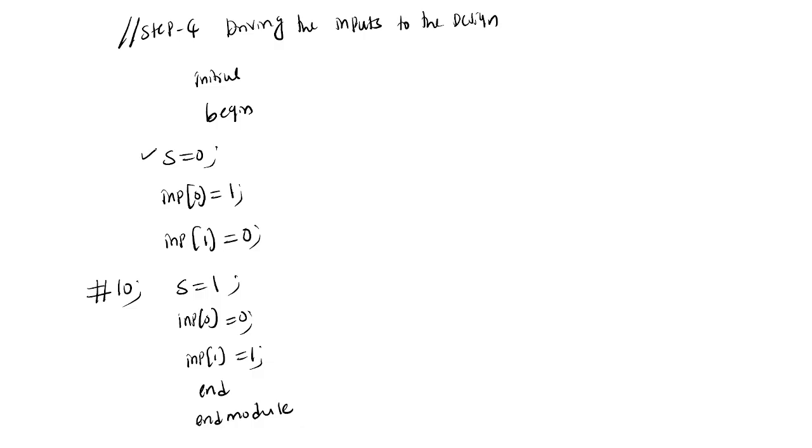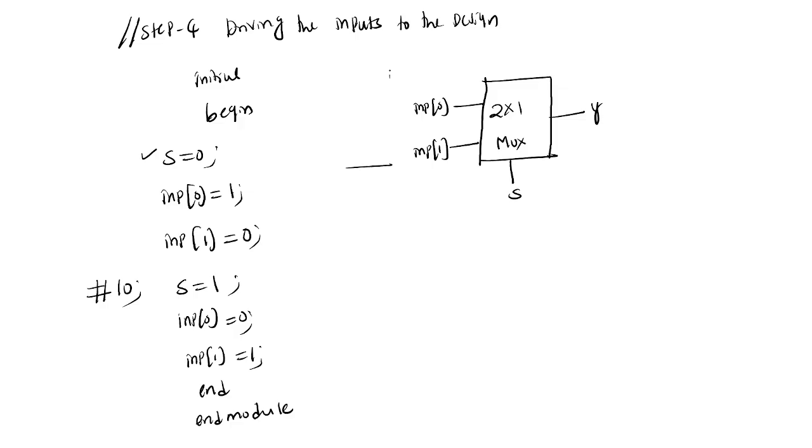First I am making s. So that means this is my design. Okay, this is my 2x1 mux, the top module. So 2x1 mux means you have inputs, inp of 0 and inp of 1, and this is output y, and there is a selection line. And over the top module, this is my TB, test bench.